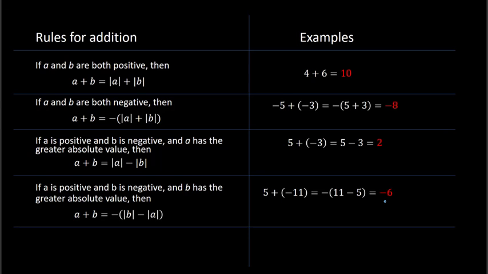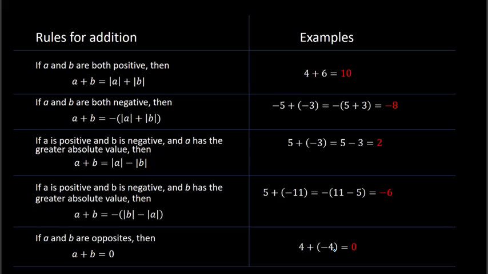And then lastly, if A and B are opposites, then you add them together, and that will equal 0. So for example, 4 and negative 4 are opposites. If you add them together, my answer is going to be 0. So this is the formal explanation of the rules for addition.